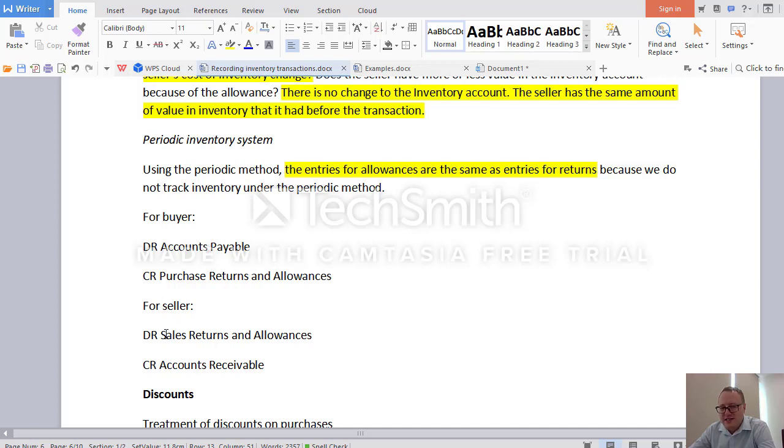And the same idea for the seller. So his original sales will be reduced somewhat, and his accounts receivable that he was expected to get will be reduced somewhat. He will not get the full amount for the product he sold, somewhat less. And this somewhat less, the difference, will go into here.